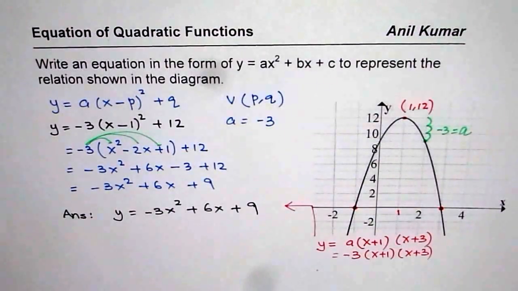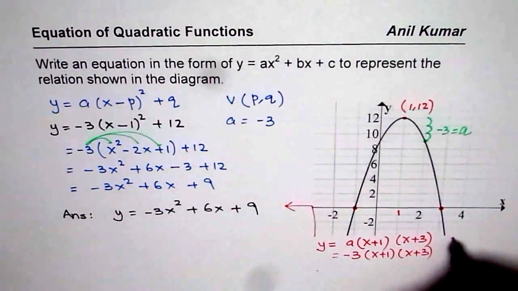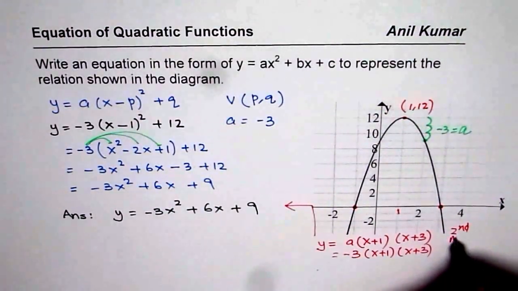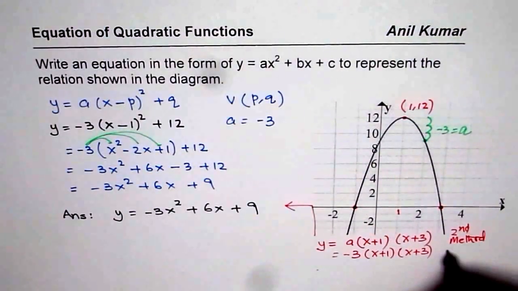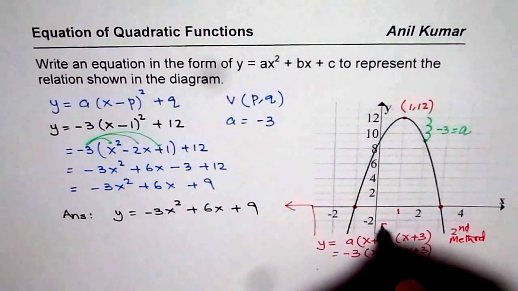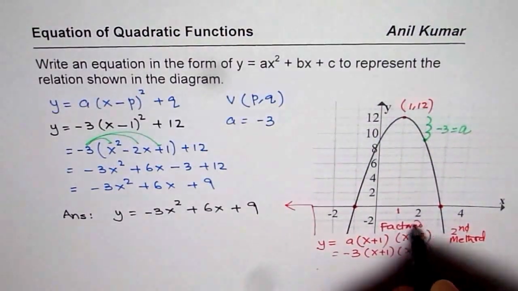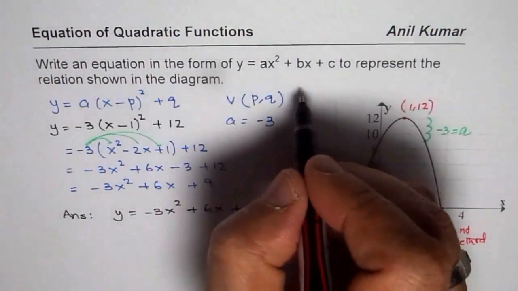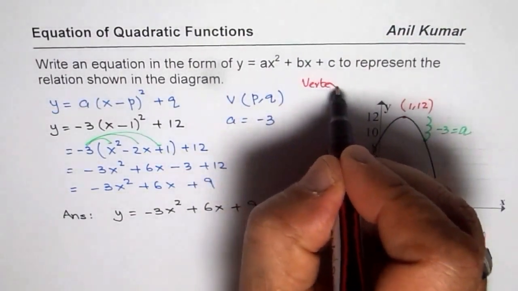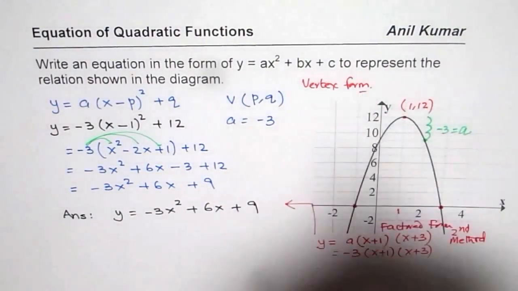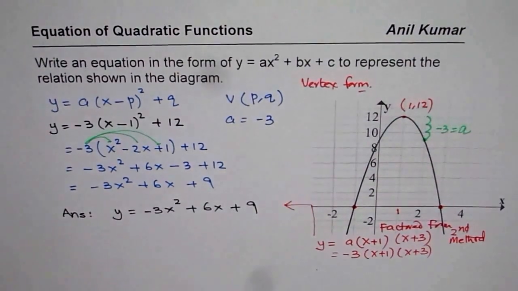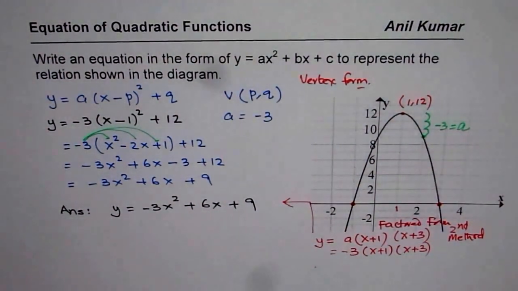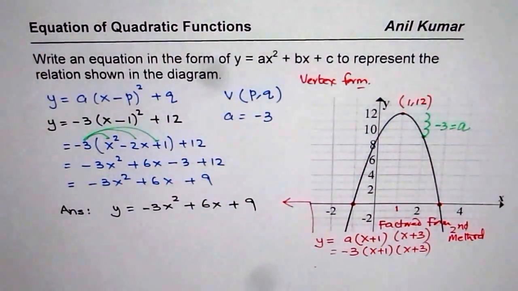So that is the second method. Let me write this as the second method, using factored form. This is from factored form. And here we applied the first method, which is from vertex form. So have a good look at it and see how I found the equation very easily.